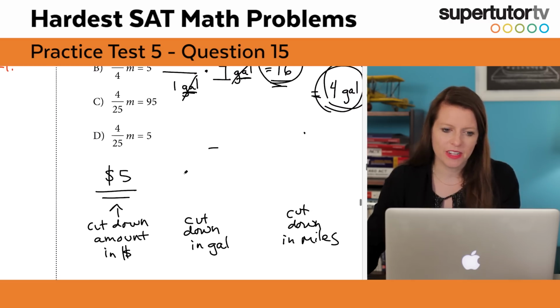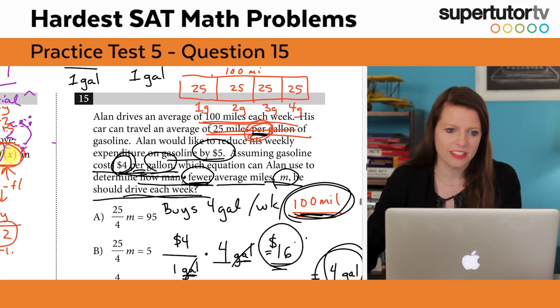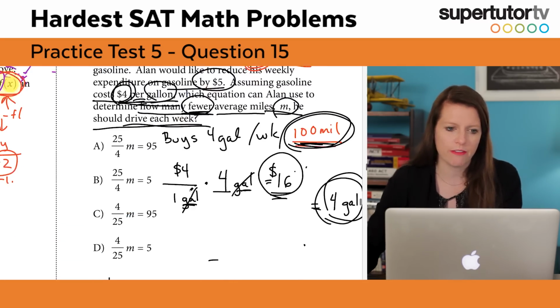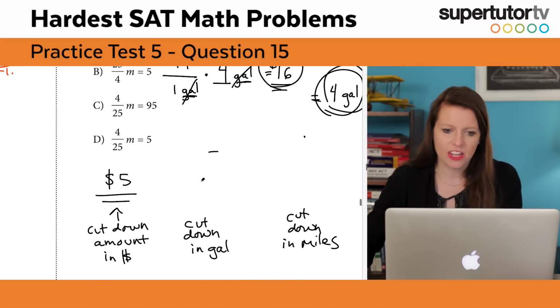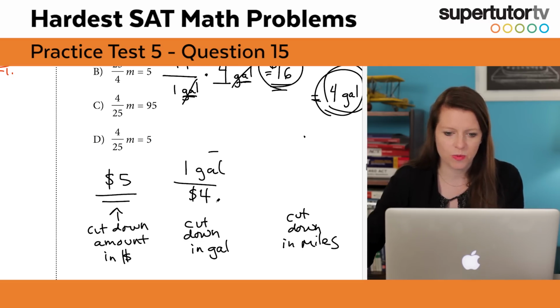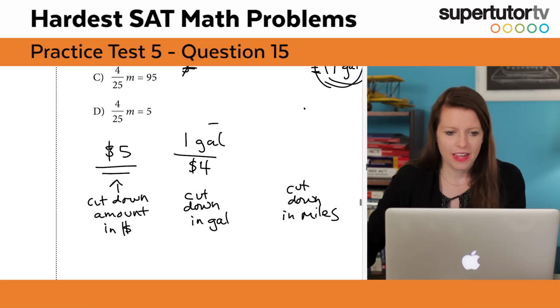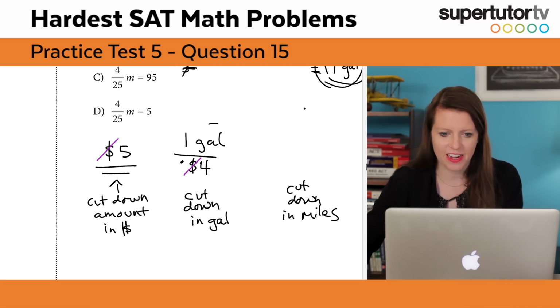This is the cut down amount in dollars. I want to convert dollars to gallons. Here's how I convert dollars to gallons. $4 for every 1 gallon. I need dollars on the bottom because I need the dollars to cancel. So I have 1 gallon. So you guys see how this works? I do this times this, and then my dollars cancel. You see that? And then I get 5. This will make my dollars cancel.